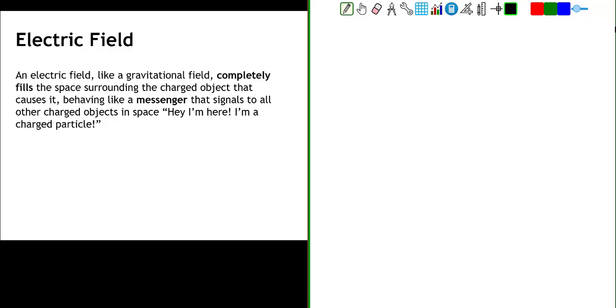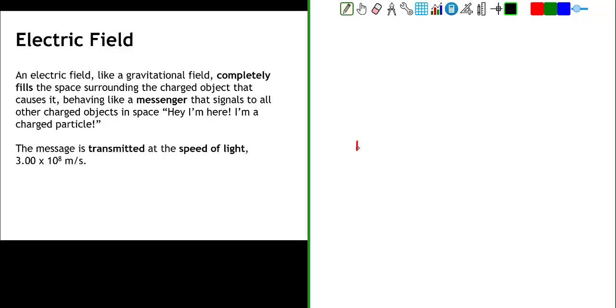An electric field, like a gravitational field, completely fills the space surrounding the charged object that causes it, behaving like a messenger that signals to all other charged particles in space, "Hey, I'm here. I'm a charged particle." This message, like all messages, must travel at a finite speed. The speed at which the electric field message is sent out is the speed of light.